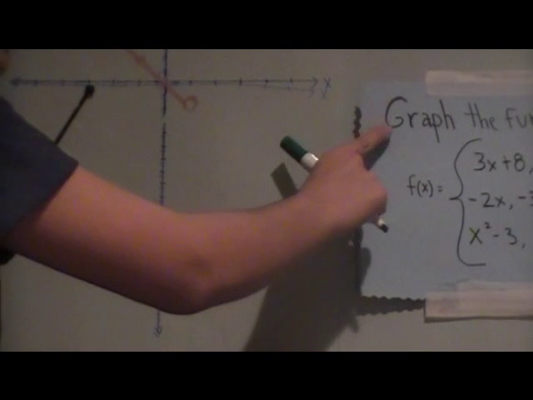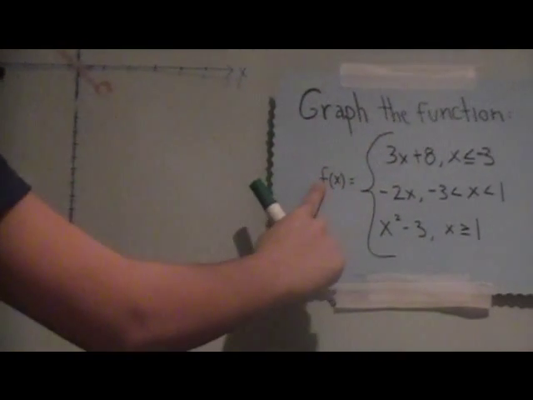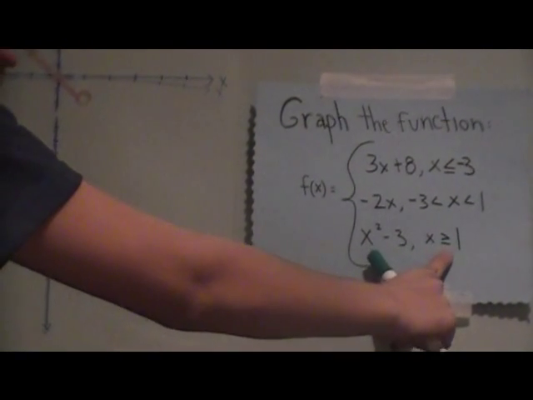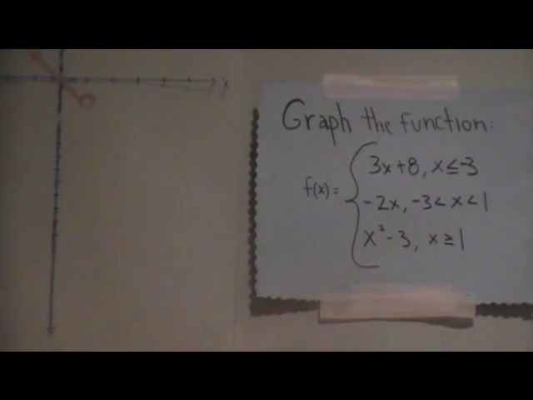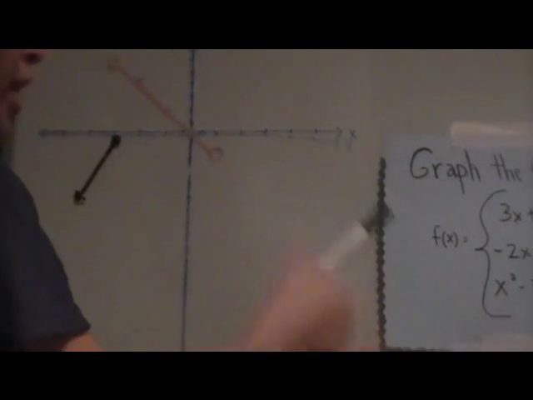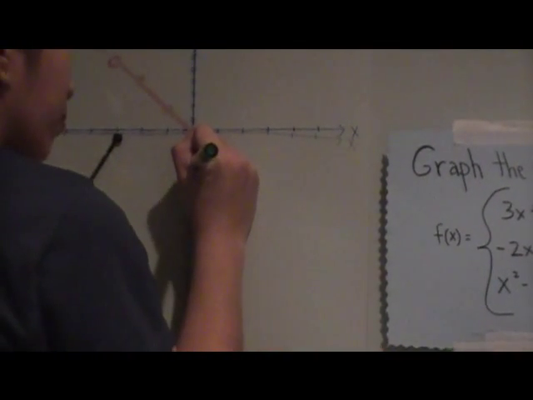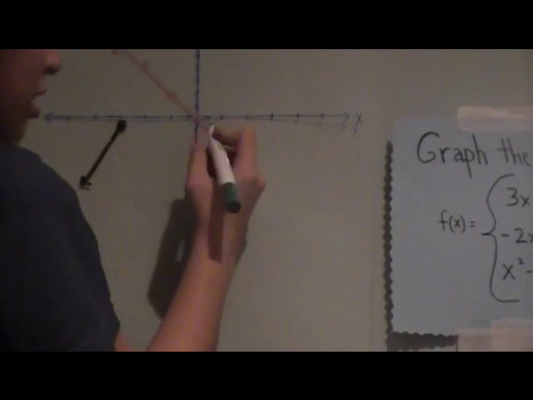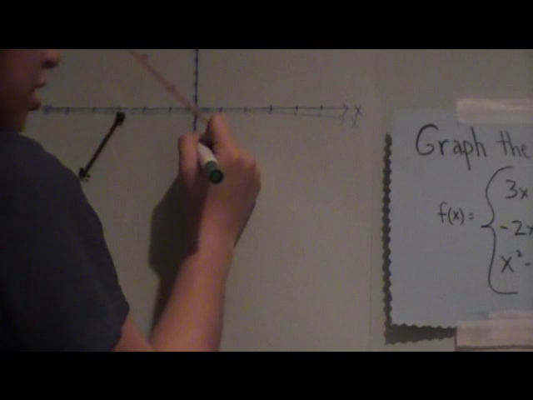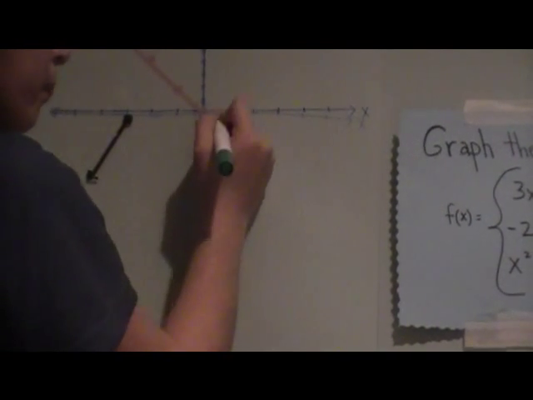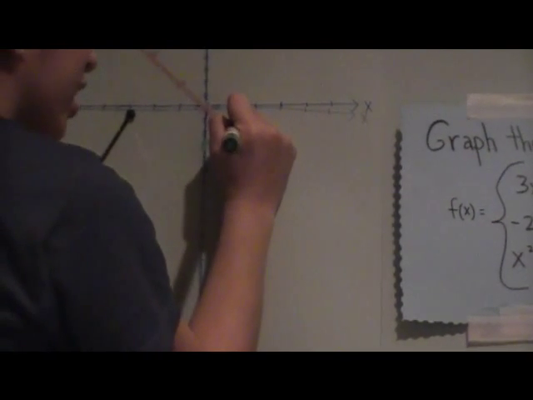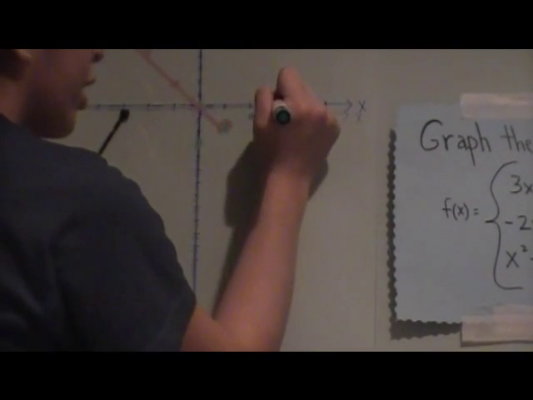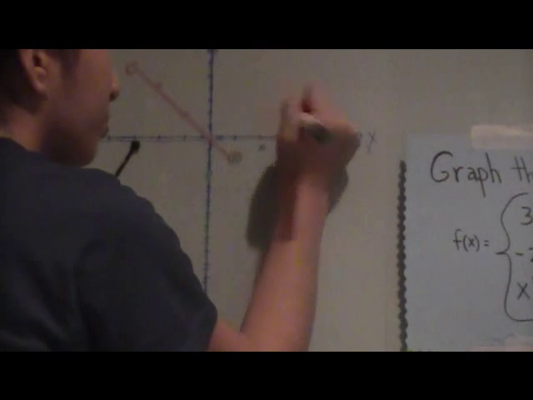The third step in completing this problem is to graph the function where f of x is equal to x squared minus 3, where x is greater than or equal to 1. So we know that the y-intercept is going to be negative 3. So we're then going to graph the rest of the function. So it's going to be (0, negative 3), (1, negative 2), (2, negative 1), and (3, positive 1).